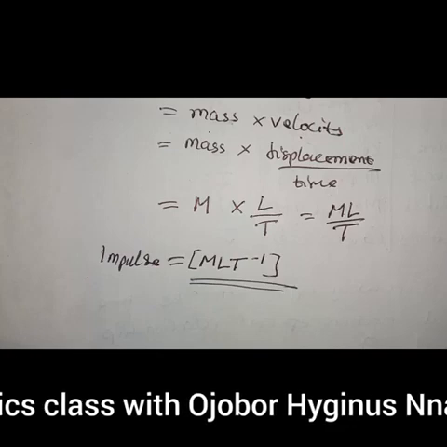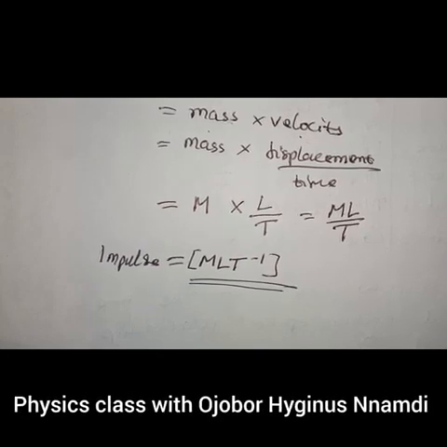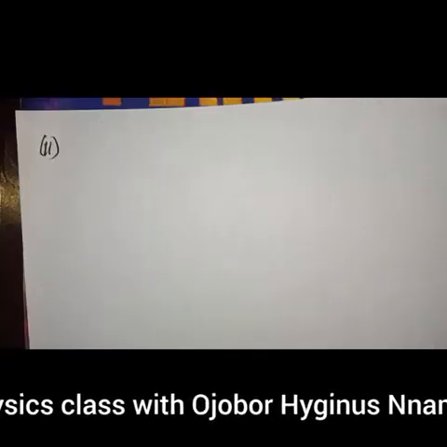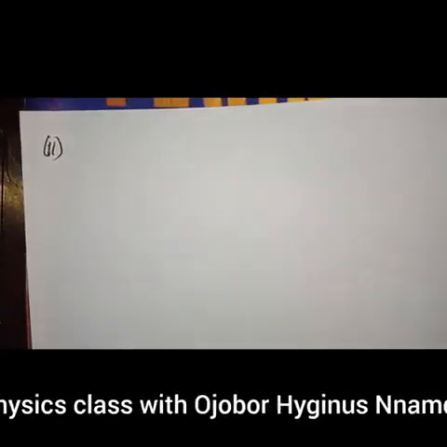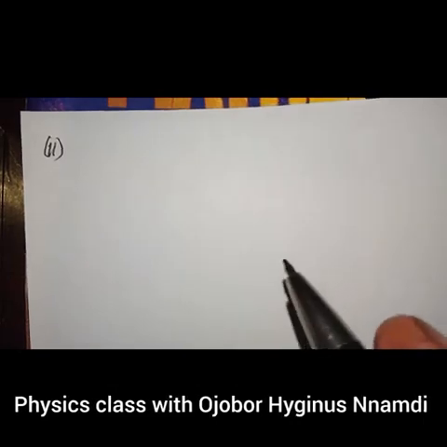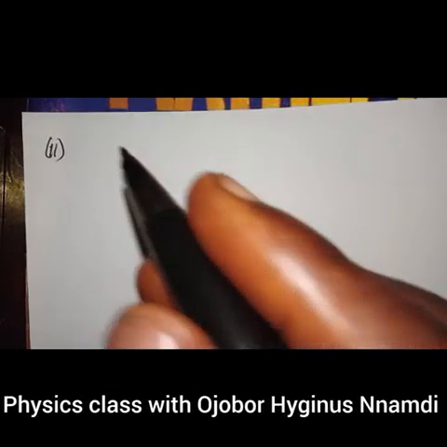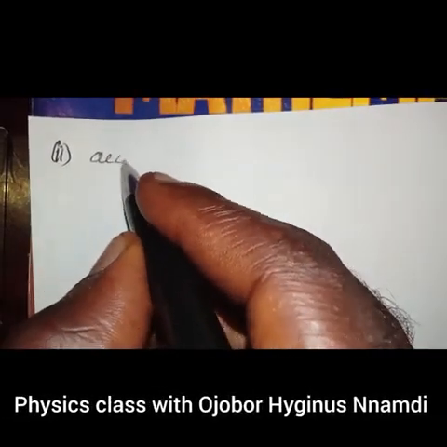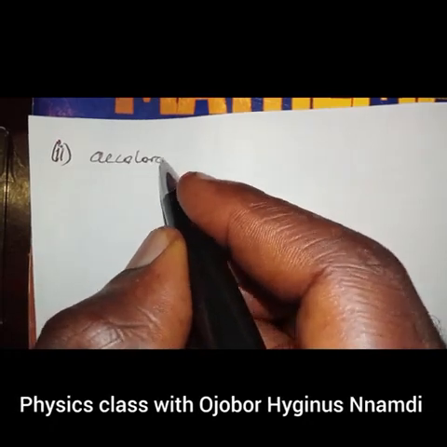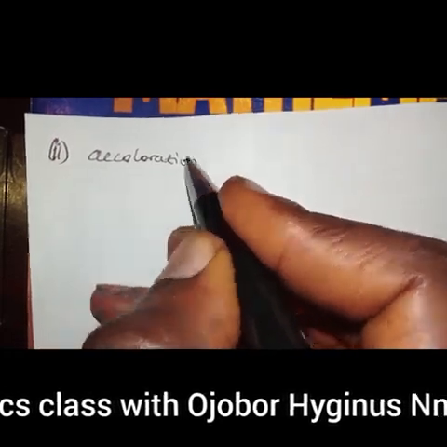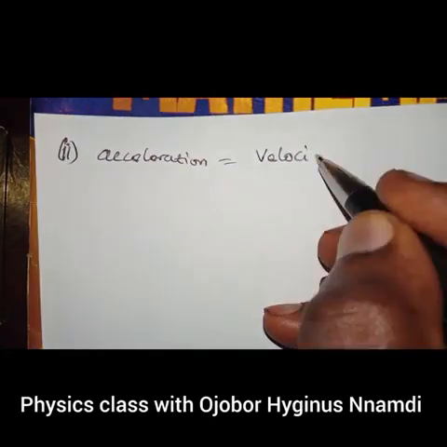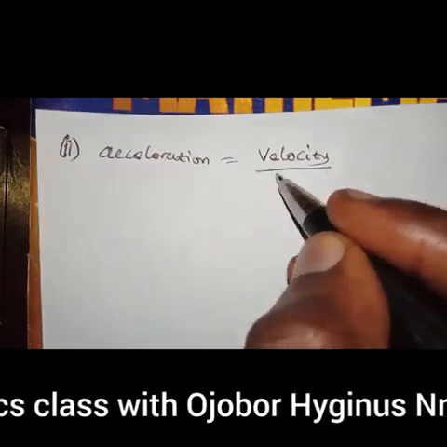Now let's look at the second question that said we should determine the dimension of acceleration. Although from the last question we have seen the dimension of acceleration, but let's assume this is a fresh question in an exam that you do not have any question before it. The dimension of acceleration is determined by knowing the formula for acceleration. Acceleration, we said, is what? Velocity over time.